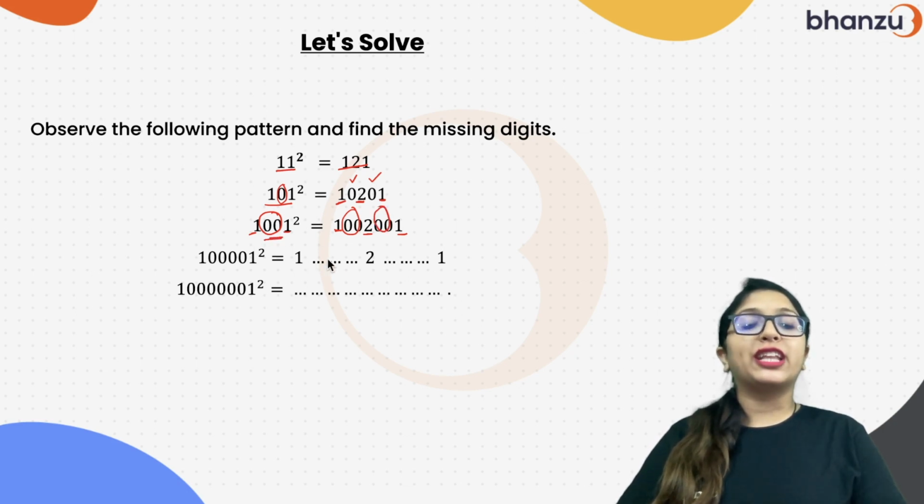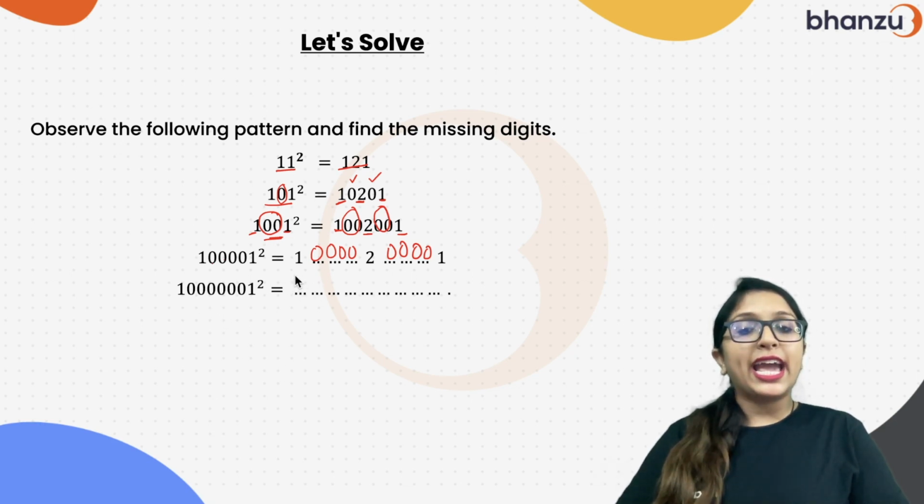Similarly, we are going to fill in the number of digits over here as well. So here I can see 1, 2, 3, 4 zeros. So I am going to put 4 zeros over here and 4 zeros over here in the answer. Similarly, let me write the answer for the next question.